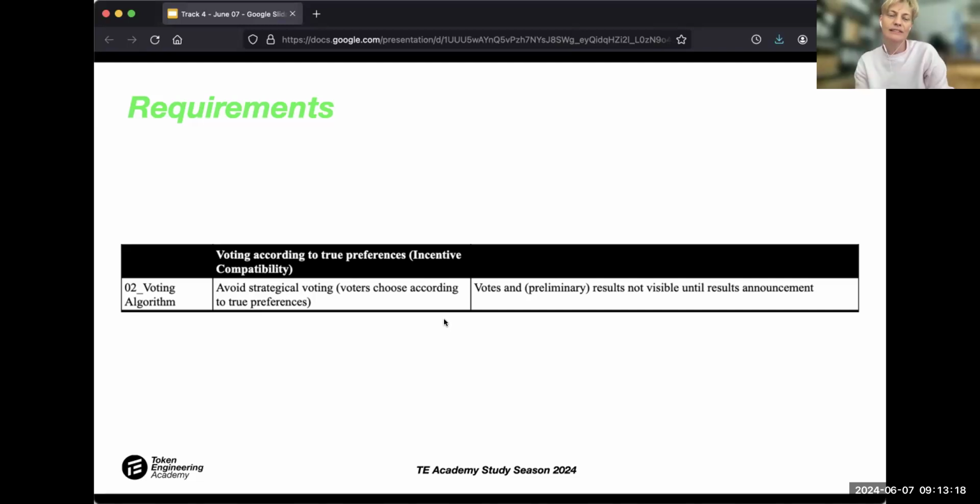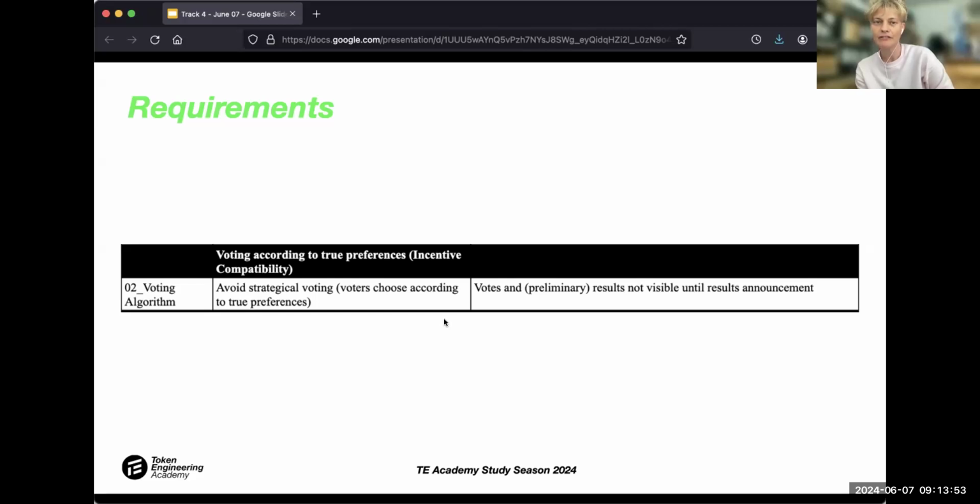First of all, there was one aspect where we say the voting should be according to true preferences. And roughly, this is what incentive compatibility means. There's a more specific mathematical definition of incentive compatibility, but I guess we can all agree we want to avoid strategic voting, so that voters don't vote for a candidate maybe only to keep another candidate from winning, right?